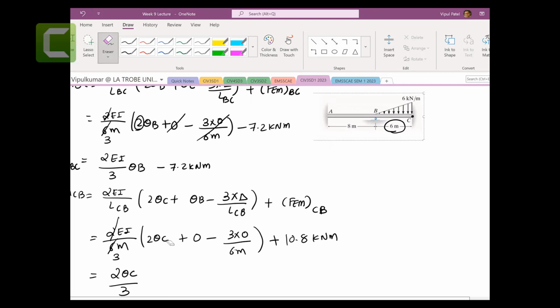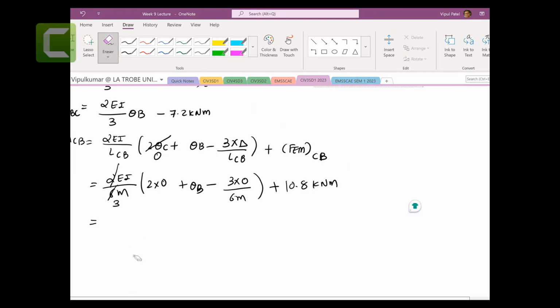Oh, theta C would be 0 here, so this will be 0. So 2 times 0, and theta B would be your case. So we would have EI on 3 theta B plus 10.8 kilonewton meters. So that is the second step, where we use the equilibrium equation.